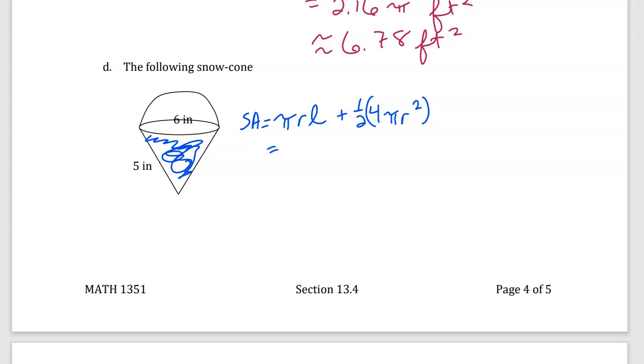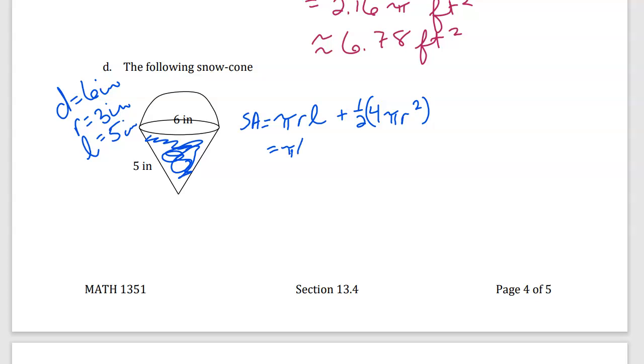Well, that 6 inches is actually our diameter. So our diameter is 6 inches. Our radius is half of that, so our radius is 3 inches. And then our slant height is 5 inches.